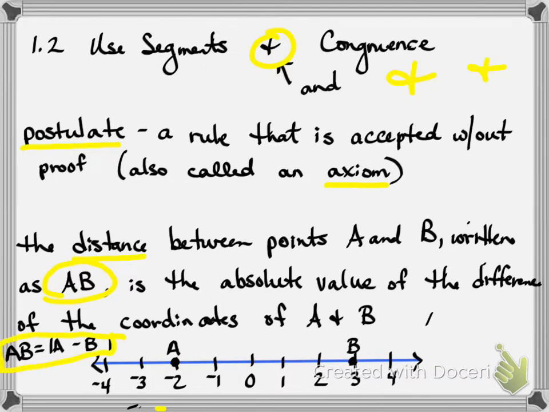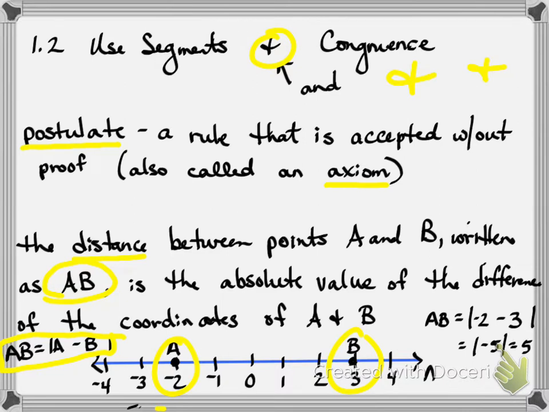So I could find the length of AB, or the distance between A and B, by doing the absolute value of the difference of A's coordinate and B's coordinate. So there's A and there's B. We can just plug them in. Absolute value bars are like grouping symbols, so we're going to get the answer inside first. -2 minus 3 is -5. And then we'll take the absolute value of -5 and get 5.